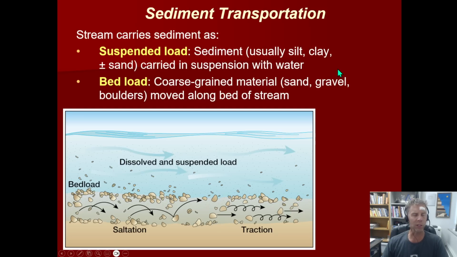It can either carry fine particles in suspension, basically in the water column itself, and that's what we call the suspended load. And then the larger particles that it can't quite carry in suspension, it just drags across the bed of the stream. Maybe they're rolling, maybe they're skipping and bouncing along the bed of the stream, and that's called bed load.